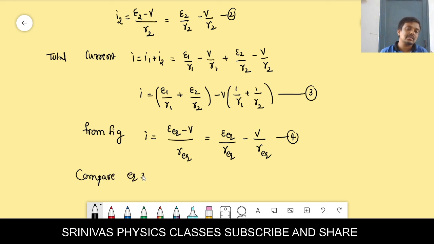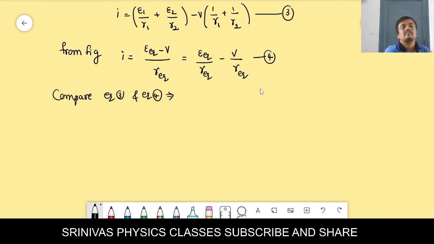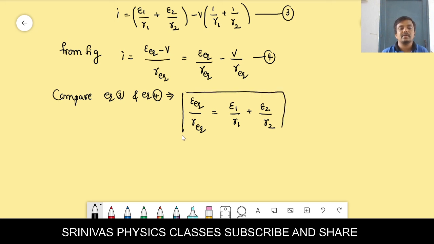Right, we can compare equation 3 and equation 4. If you compare both of them, then what will you get? We will get E equivalent by R equivalent equal to E1 by R1 plus E2 by R2. You see, I is equal to I. This is equation 5.